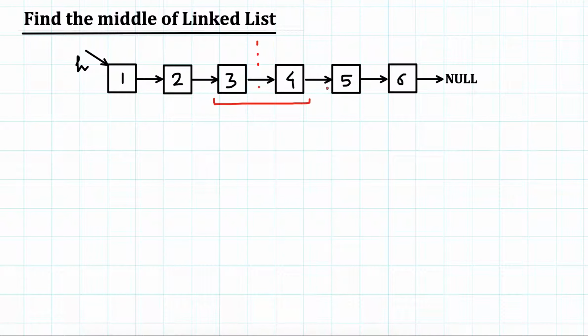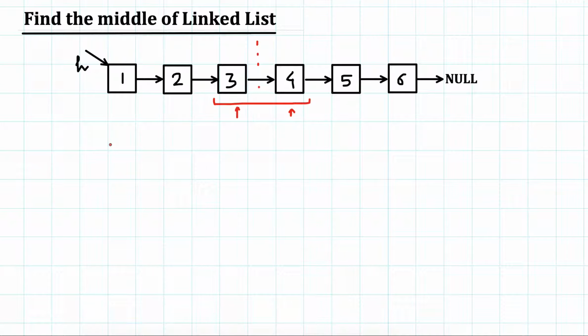If we had 5 elements, till 5 only, then 3 would be the middle element. So both of these are valid middle elements. So in this case it should print 3 or 4 as per our definition, and if it was odd, if it was 1 to 5, then it should have printed 3. So let's see how we can do that.